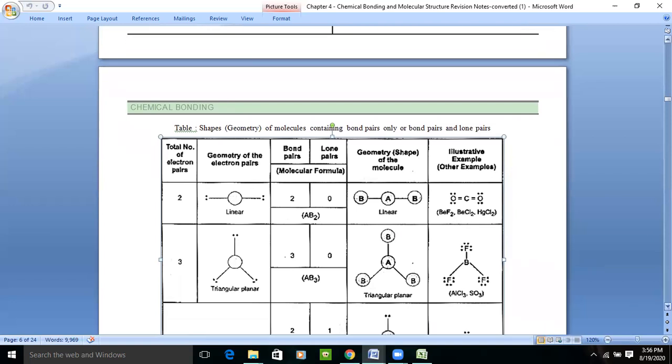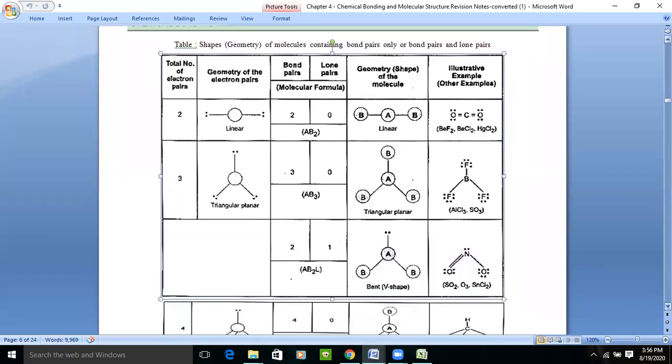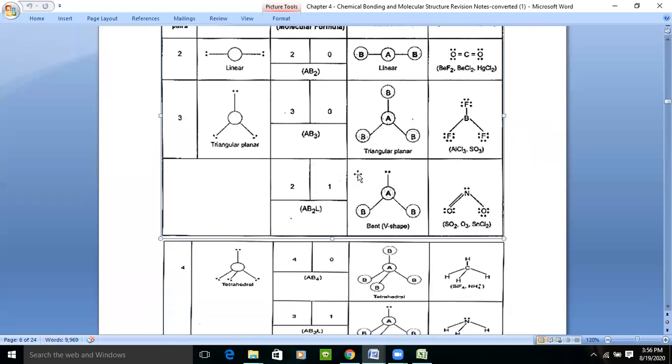If we talk about the second, where the total number of electron pairs is 3, that is triangular planar. Triangular planar means the species attain a position where they feel minimum repulsion, and the shape will be triangular planar. The second one is the V or bent shape, as in SO2 or H2O. We have just learned about H2O. H2O is V shape.